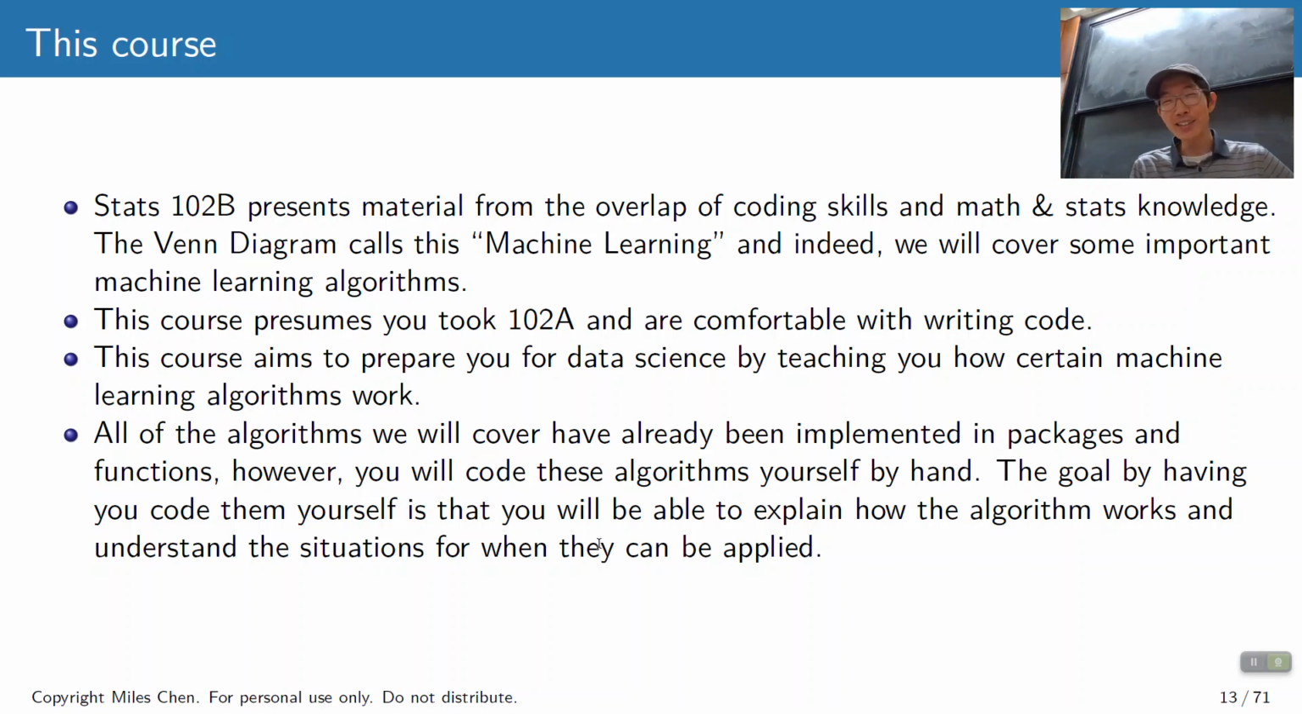Here's the idea. All of the algorithms that we're going to teach you, like k-nearest neighbors and the naive Bayes classifier and things like that, are already available as little functions and packages on your computer. But in your homework, I'm going to make you write code that does naive Bayes classification, and code that does a k-nearest neighbors classifier. You're going to have to do this by hand.